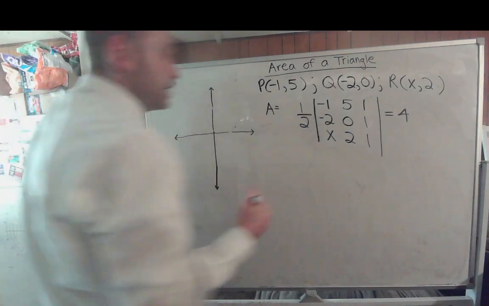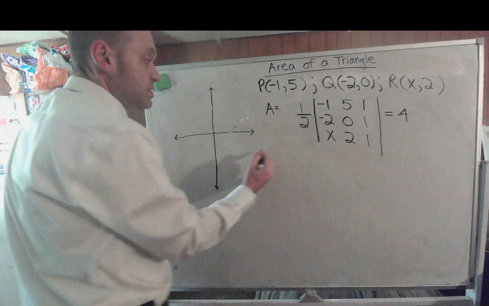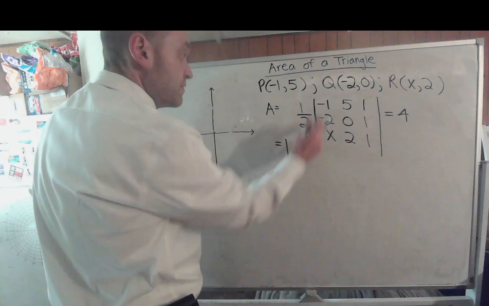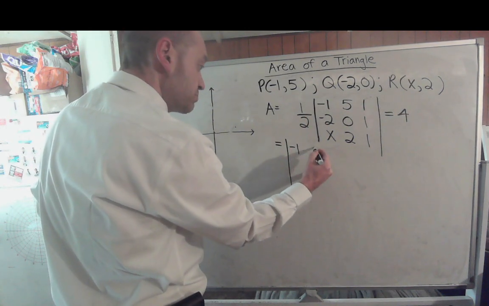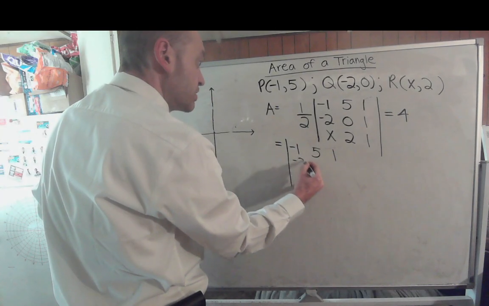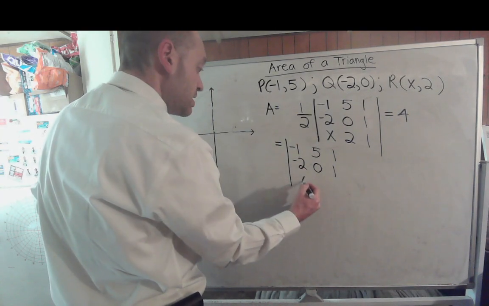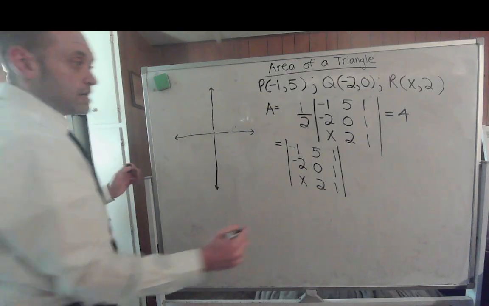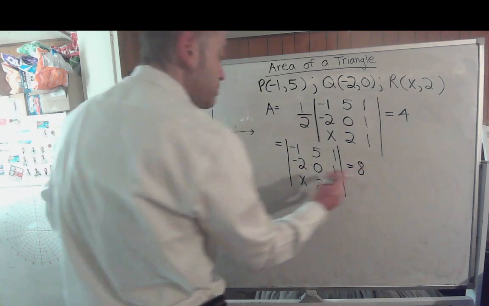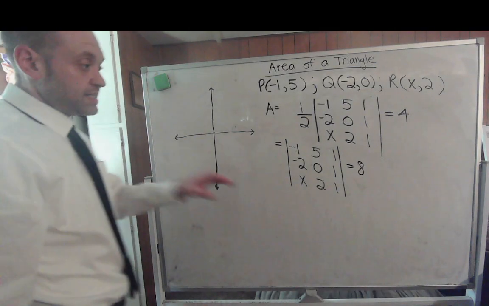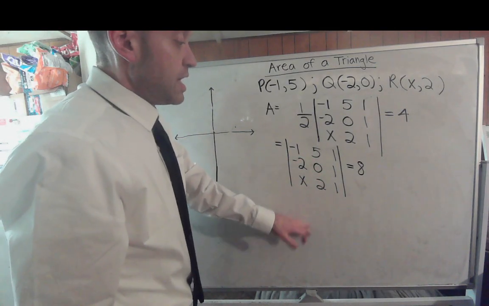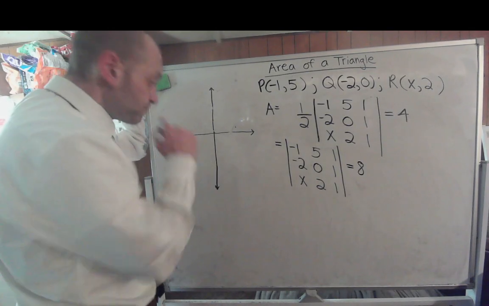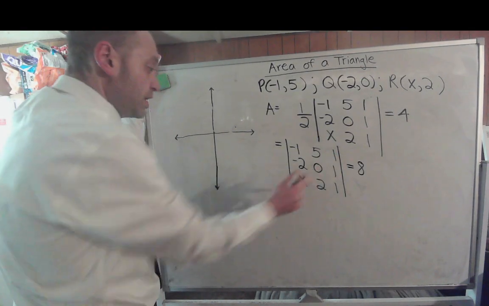Well, right away, what do we notice? If 1/2 of this determinant equals 4, that means the value of this determinant itself, if you multiply both sides by 2, should actually equal 8. So we have a framework now that this should equal 8. So now let's take this determinant here and get the x value that would give us an area of 8 square units.